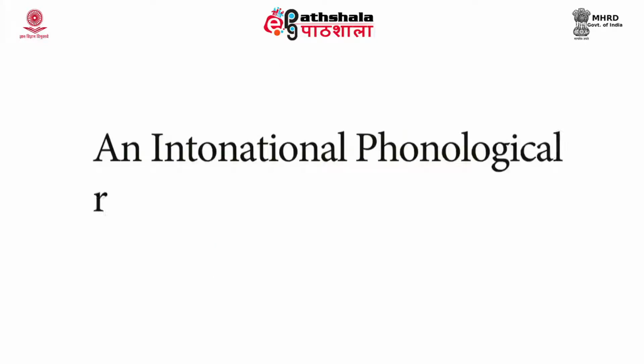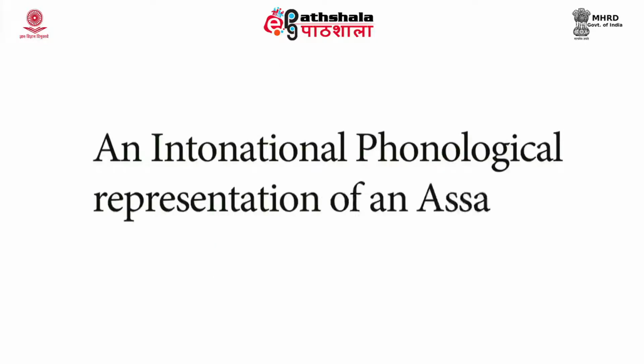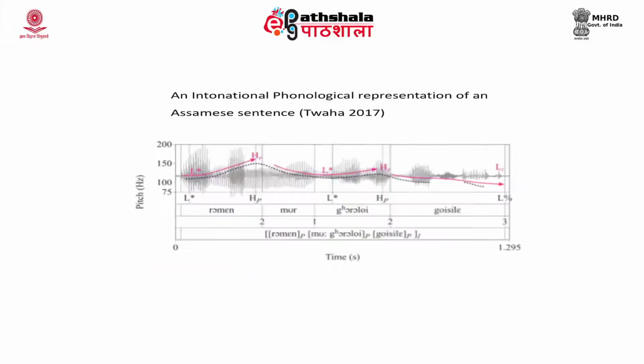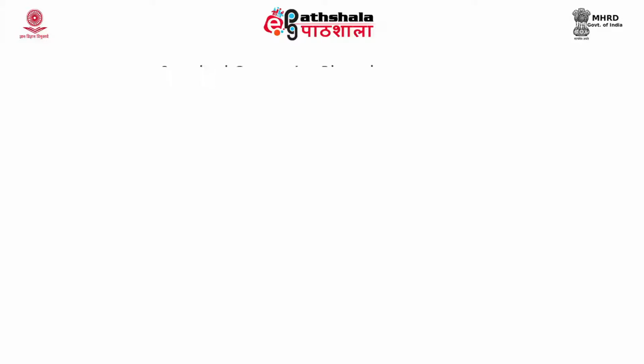On the screen now is a representation of the intonational structure of a language. This is an Assamese sentence. As you can see, the terms here are like L star, H P, L star, L. We have a boundary marker. So these are the terms which are used for tone, accentual tone, a low accentual tone, and a high prosodic phonological entity, and so on.